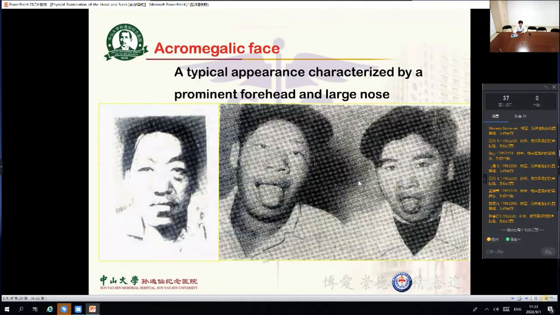And also, yesterday, I introduced acromegaly to you guys. And these are the acromegalic faces. A typical appearance characterized by a prominent forehead and large nose. This guy is a normal guy on the right side, and this guy has an enlarged tongue and nose, and this guy also has the similar appearance, what we call acromegalic faces.